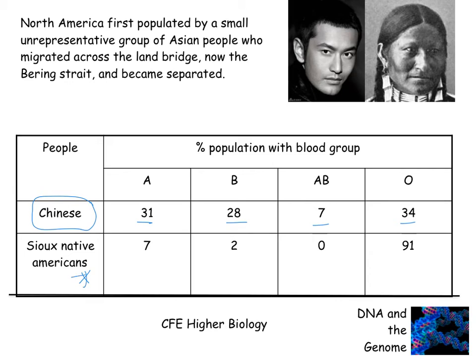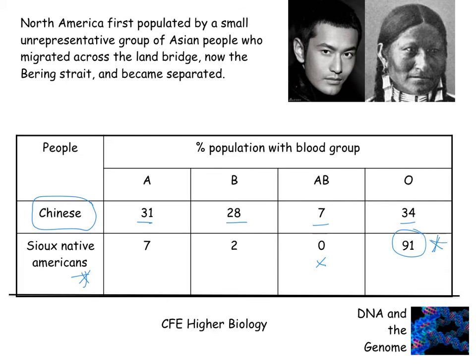But when it comes to the Native Americans, you'll see that there's a much, much lower percentage of blood group A and B, and there's actually no blood group AB present in the population. And there's this very high percentage of O blood group. So it looks like what's happened is that the small splinter population that broke away, the majority of them had these alleles, and over time that has continued to be so.